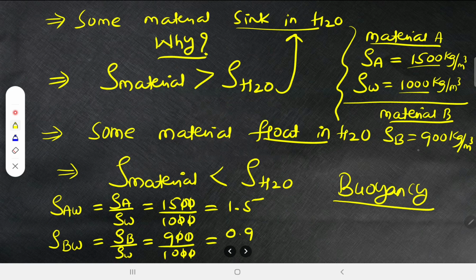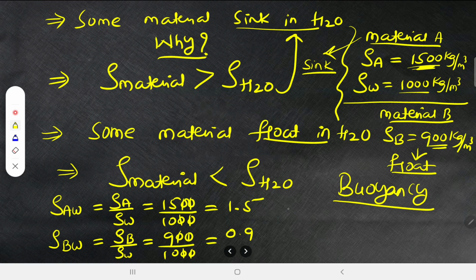Now look at this, what will happen to this material? This material will float or not? Why is it going to float? Because its density is less than the density of water. How about this material A? This is going to sink. Why is it going to sink? Because its density is more than the density of water.